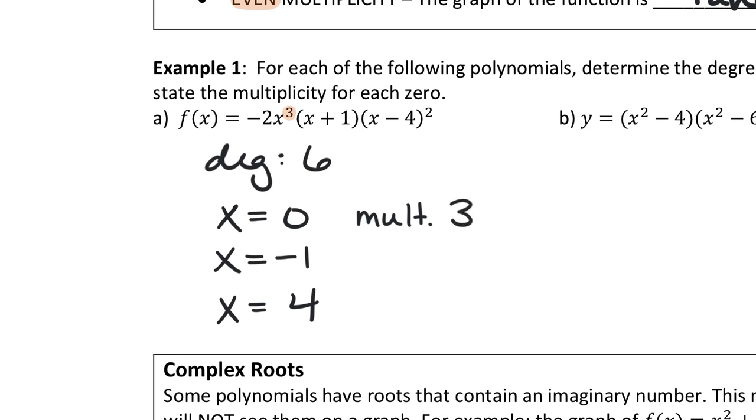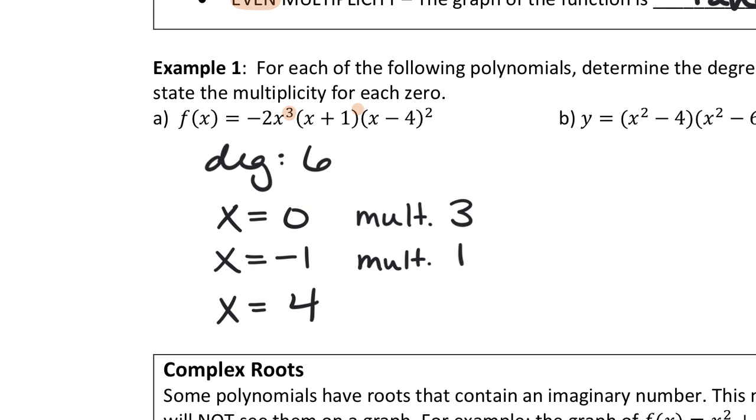Number-wise, 3, it is odd. It would pass through at this point. These are all things we know. What is the multiplicity of the factor x equal to negative 1? 1. So we would say multiplicity 1.